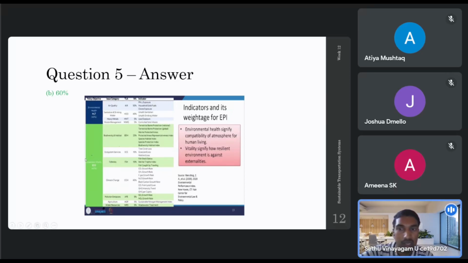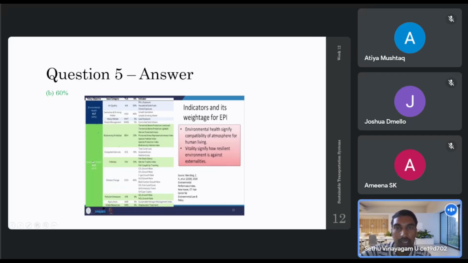Whereas the ecosystem vitality is the category with the higher weightage, 60%. Ecosystem vitality means how well we are preserving the environment, how we are protecting, preserving, and improving the environment. That's what we are concerned with respect to the ecosystem vitality. Whereas environmental health is with respect to human health, how compatible or how favorable the environment is with respect to human living conditions. So that's the environmental health.